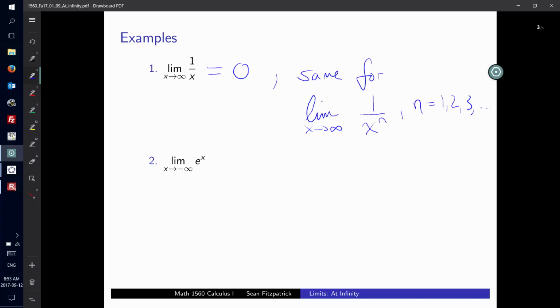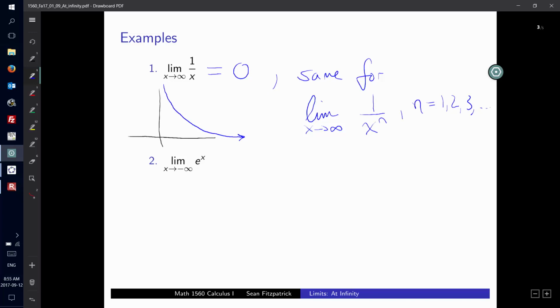And again, if you want to think about how you would make a formal argument here, we don't really do formal limit proofs in this course, but how would you make sense of this? Well, informally, we could make sense of it graphically if we think about the graph y equals 1 over x for positive x values.